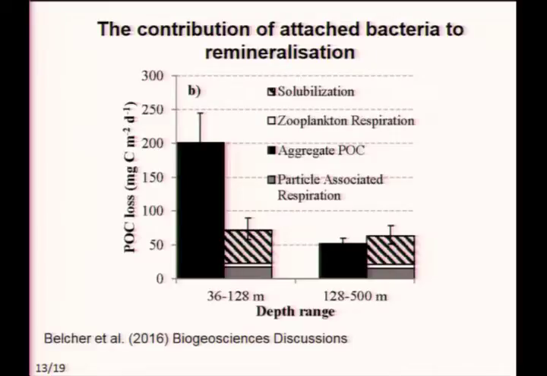You've got two sets of two bars here. For each set of two bars, you're looking at a particular depth range, and the black line shows you how much of the particulate organic carbon was lost within that depth range. So in this case, from 36 to 128 meters, and from here, from 128 to 500 meters, effectively the top and the bottom of the twilight zone.